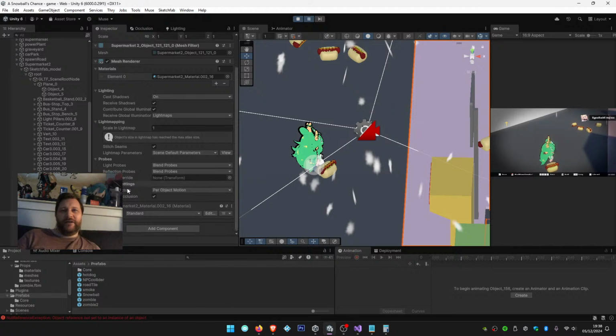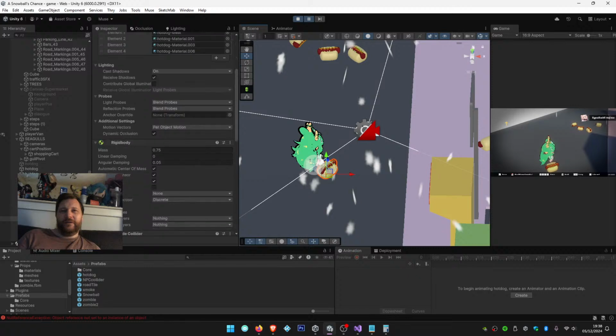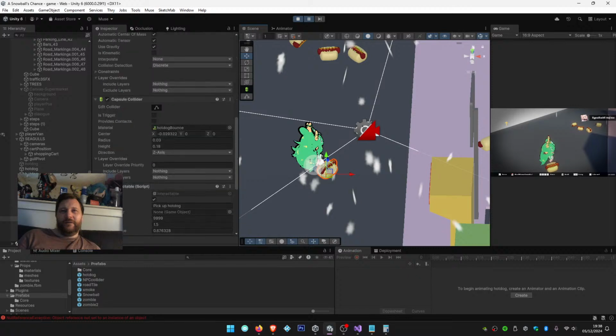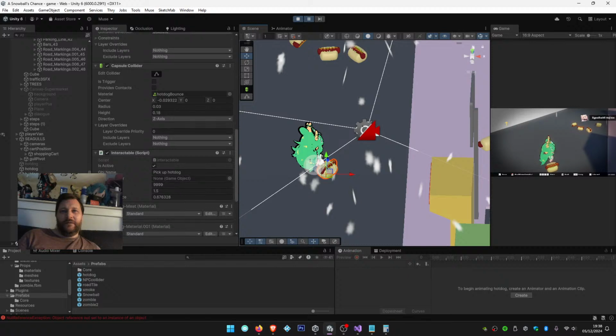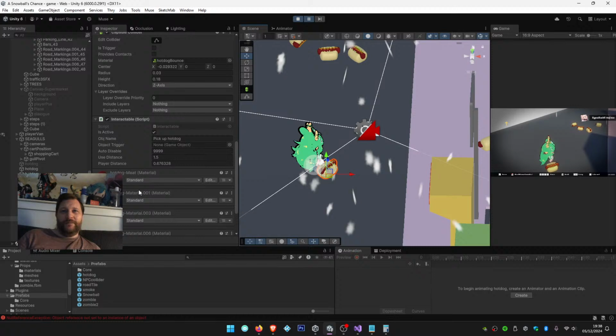Let's take a look at its values. It is active. Play distance is within the range. Yeah, I don't understand why.